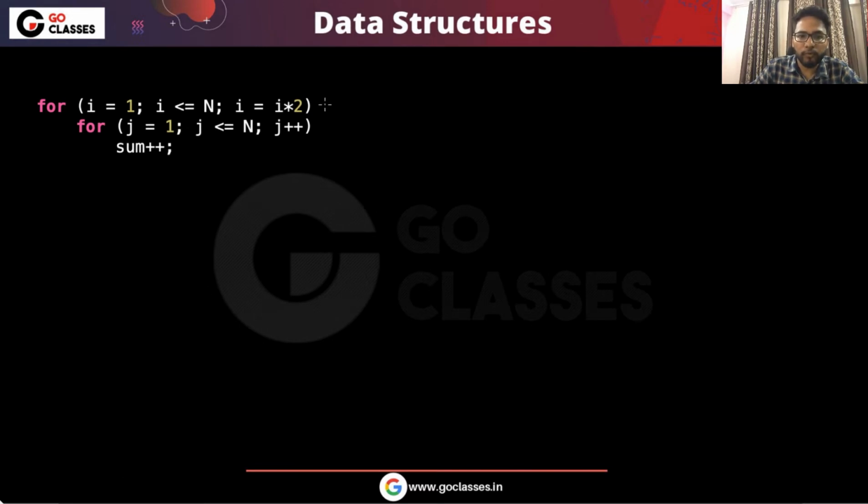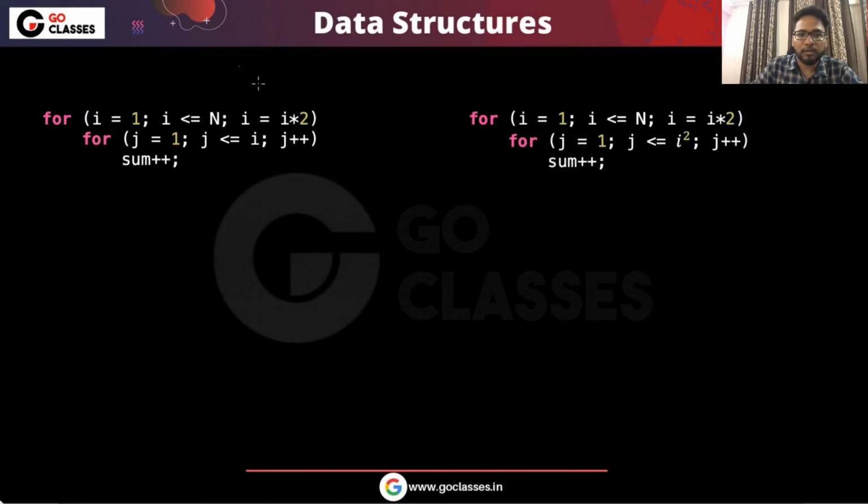Okay, so let's see this. Here this for loop is running not n times, but log n times, right? And this for loop is running n times, so the final time complexity is n log n. Very easy.